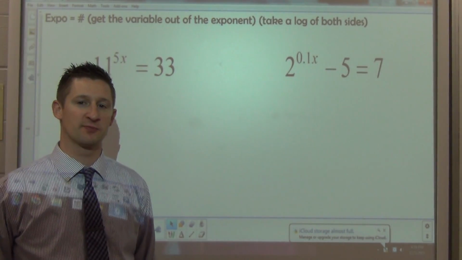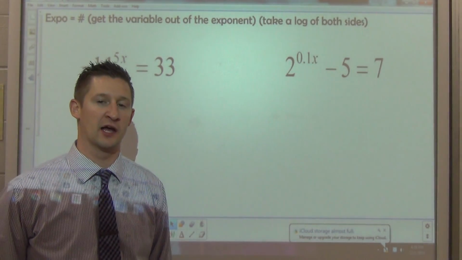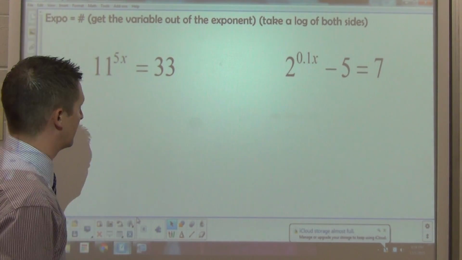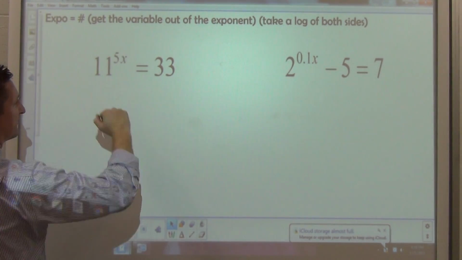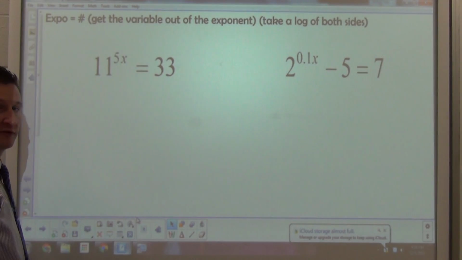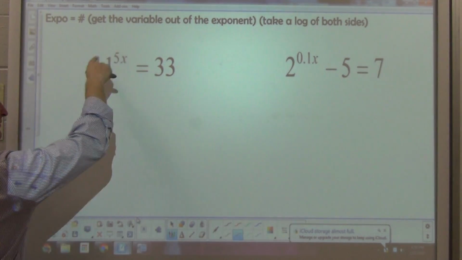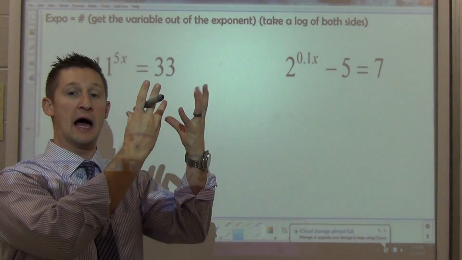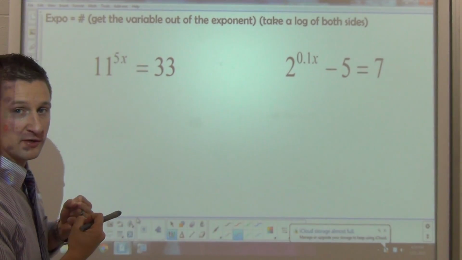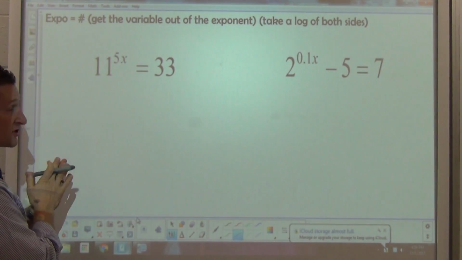Next kind of exponential equation finds an x on only one side in the exponent. So 11 raised to the 5x power equals 33. Let's solve this equation. The key to these is to get the x, or whatever expression is in the exponent, out of the exponent. So we're going to use some properties of logarithms and inverse functions to do that.